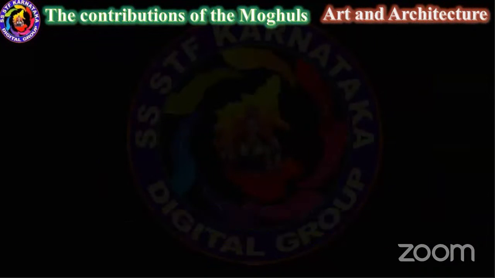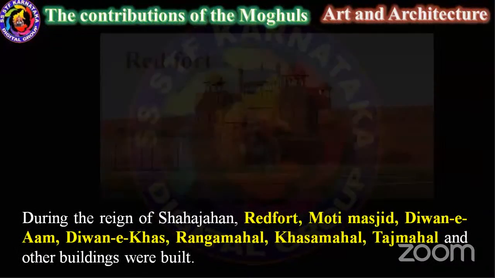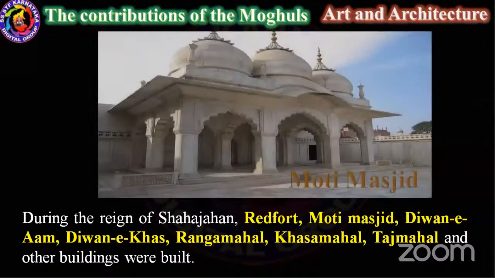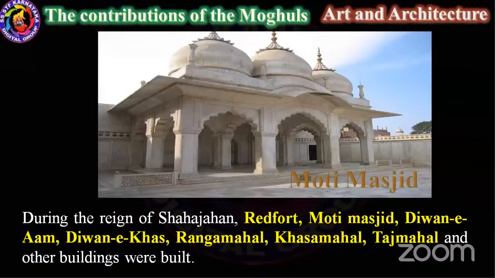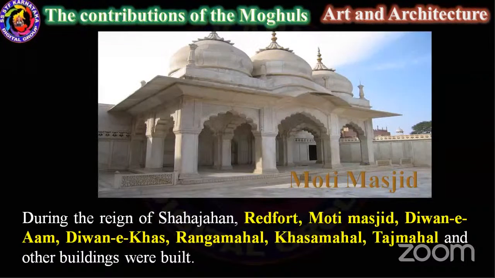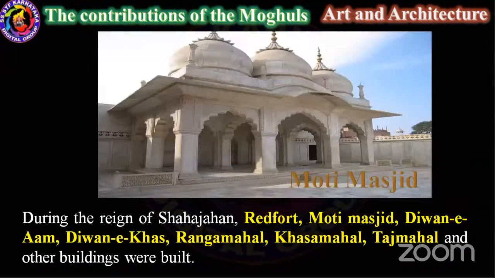What buildings have you observed now? These are all buildings of Akbar. Now these are the buildings of Shah Jahan. Red Fort, Moti Masjid, which is built entirely in white marble. Moti Masjid is built using entirely white marble.